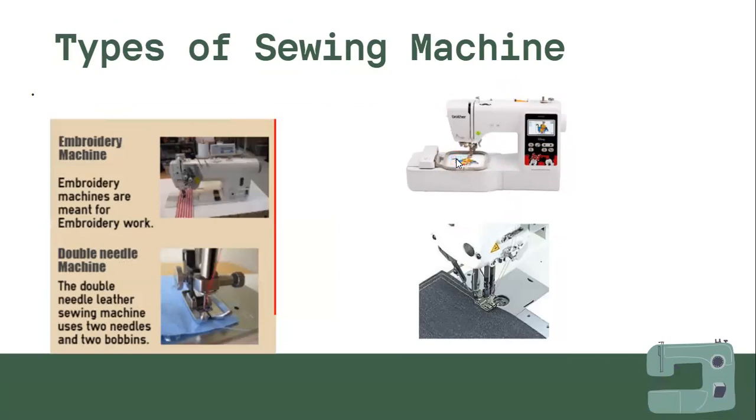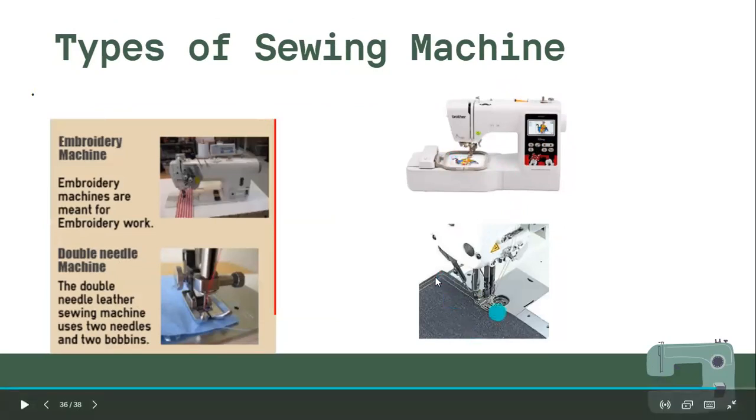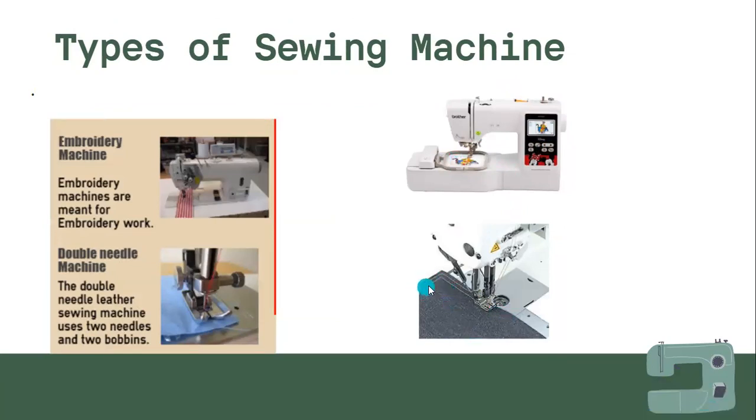Then double needle machines. Instead of a single stitch, here you see, just like in the picture, there are two needles. So naturally, two stitches will be made. This is good for leather and very hard materials, denims, jeans, etc. You need these machines because you need double stitches. So double needle machines are for making thicker garments or for many different purposes, like leather bags. Bags and all need these types of machines.